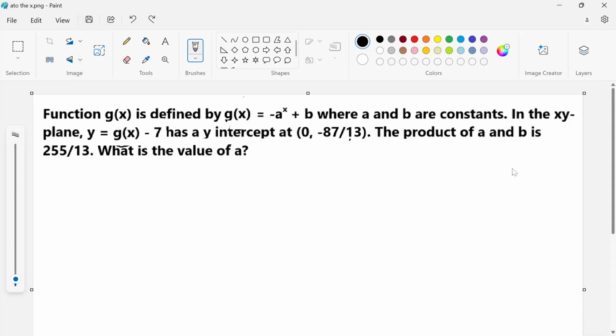This is a digital SAT question. I've changed the numbers so that you can still work this on a practice test without accidentally memorizing the answer.